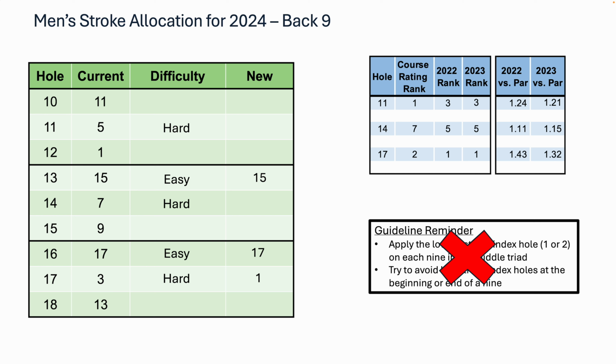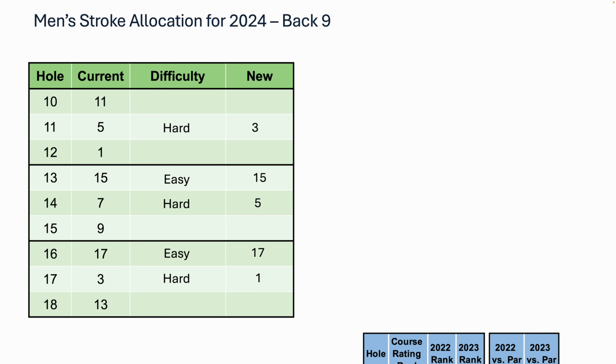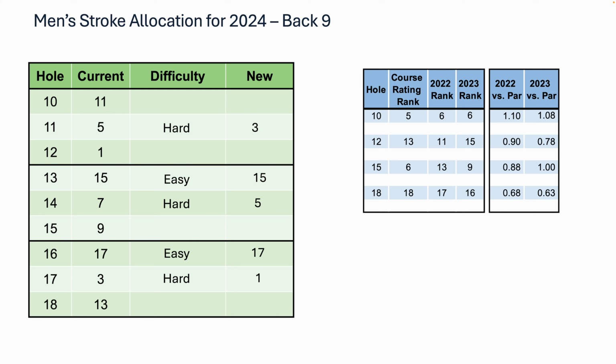And then according to the data, 11's the number 3 handicap. And also we felt like it was good to space it out, get the number 3 handicap a little bit farther away from the number 1. So we went with 11 as the number 3, and that left 14 as the number 5. So now we have 4 holes remaining, 10, 12, 15, and 18.